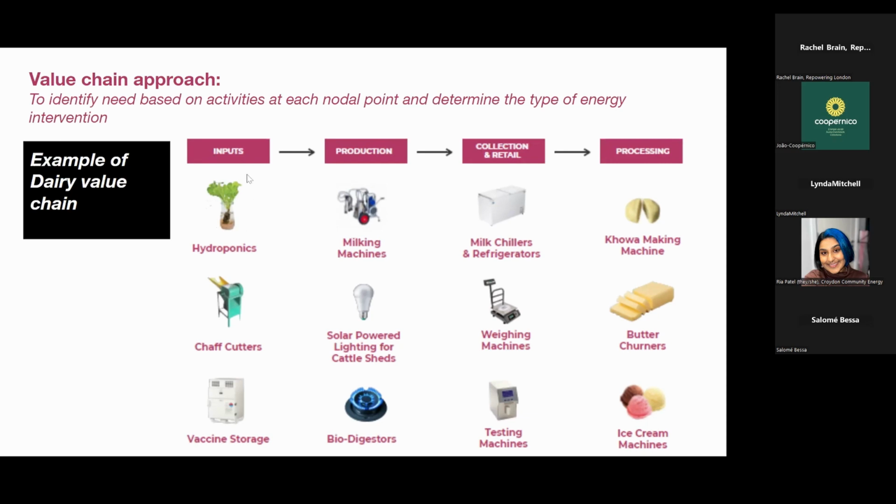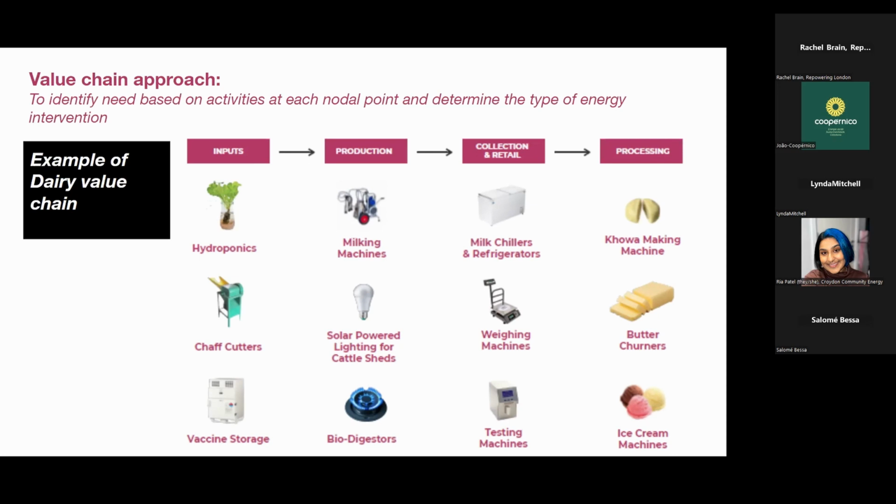And here we're trying to see what are the activities that require energy. Is there a mechanized solution to that? And is that solution efficient? If there isn't a mechanized solution, can we work with local manufacturers to design mechanized solutions for that? Right? So some of the solutions that we're looking at are hydroponics to grow green fodder with low water resources and low land requirements.